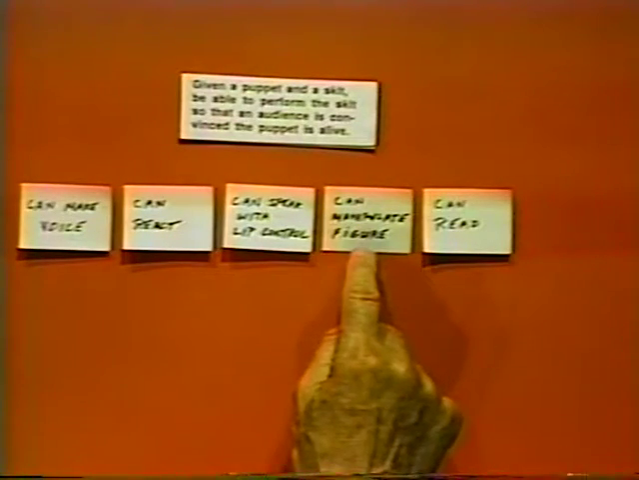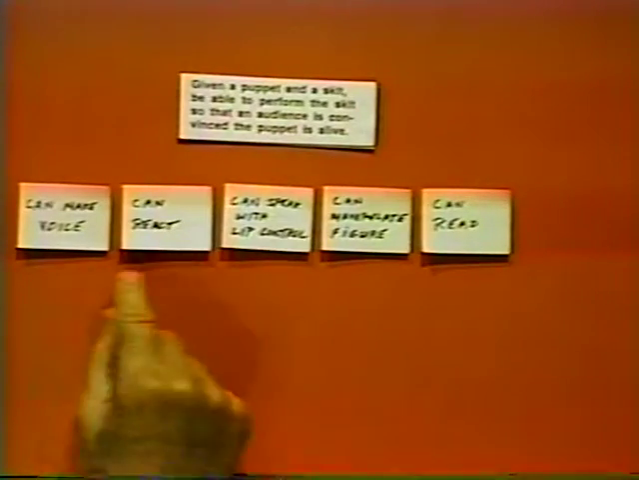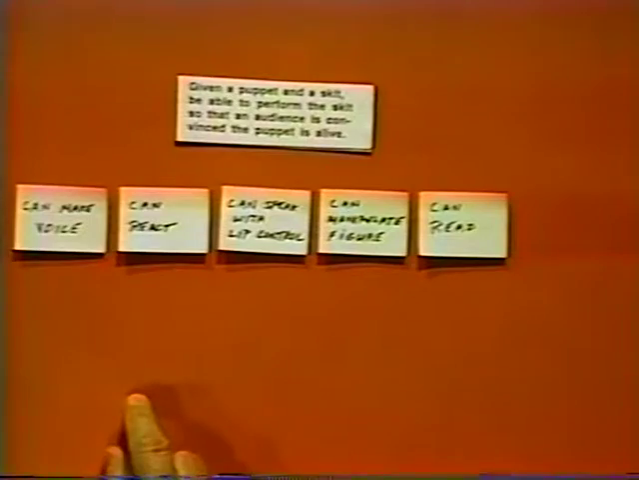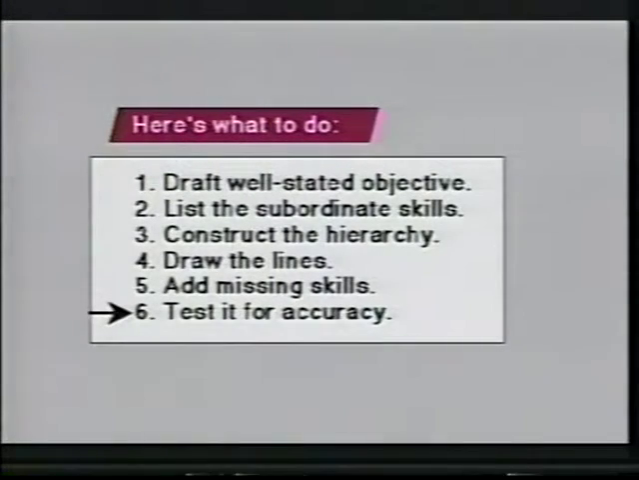Then add any missing skills, because as you finish your hierarchy, you go through each of these subordinate skills and ask yourself whether there's something that somebody has to be able to do before they can practice this or this. And if so, then you add those skills underneath. Finally, draw the lines and then test it for accuracy. Describe it to somebody, show it to somebody, and make any changes that are necessary.